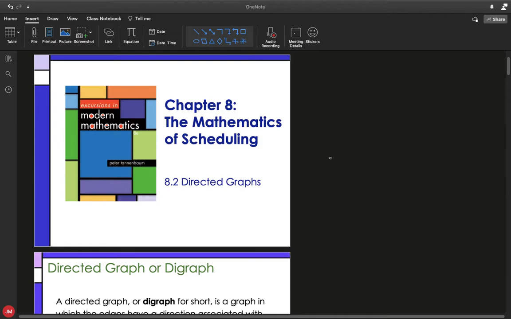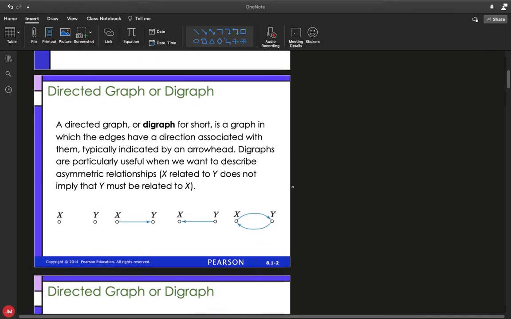All right, guys. So, in this second section of chapter 8, where we're talking about the mathematics of scheduling, we're going to talk a little bit more about the types of graphs that we're going to use in this section. If you remember everything from chapter 5 up through chapter 7, we've been studying graph theory, and this is where we're going to bring some of that graph theory in for chapter 8.